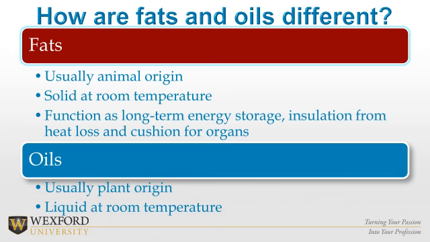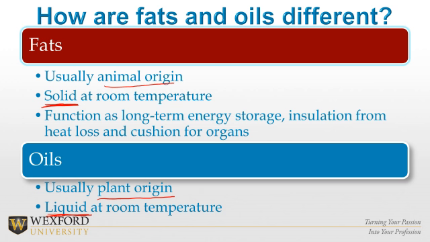Let's talk first about those fats and those oils and how they are different. Once again, being a biology class and a fitness degree program, fats and oils should be pretty familiar to you, or you should be familiar with them, I should say. Fats are usually of animal origin, versus oils, which are typically of plant origin. Fats, here's the other big difference, are solid at room temperature, that's what makes it a fat, versus oils, which are liquid at room temperature.